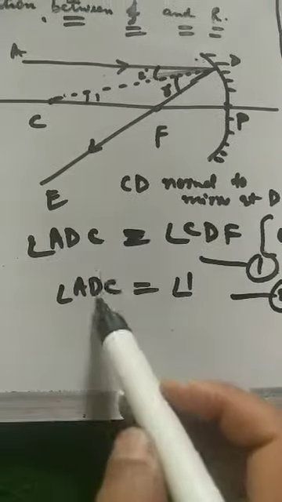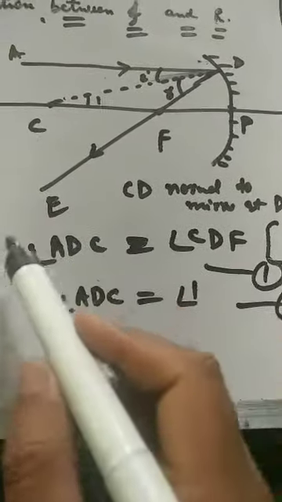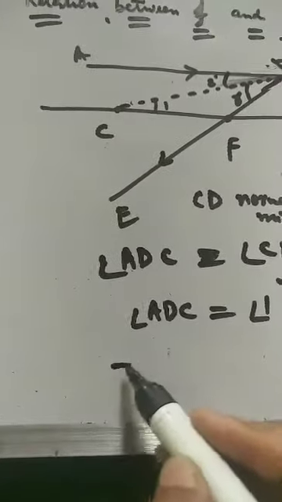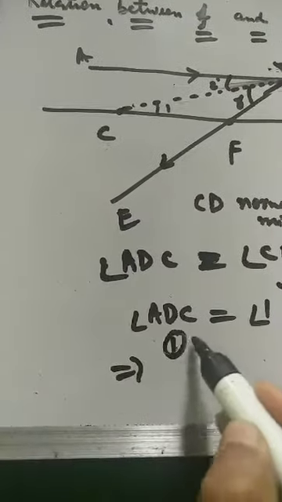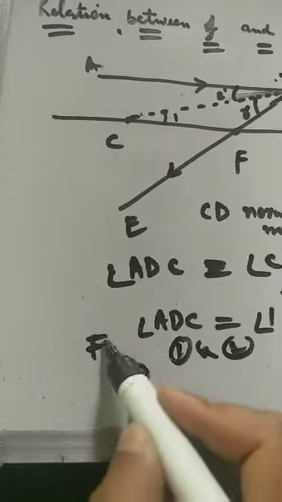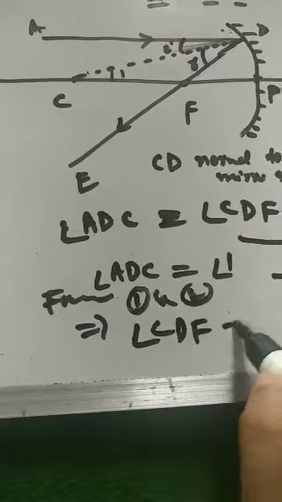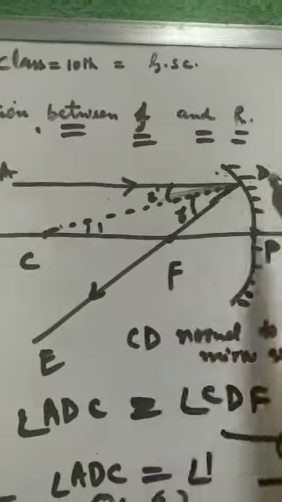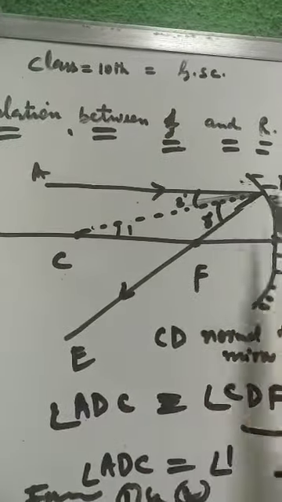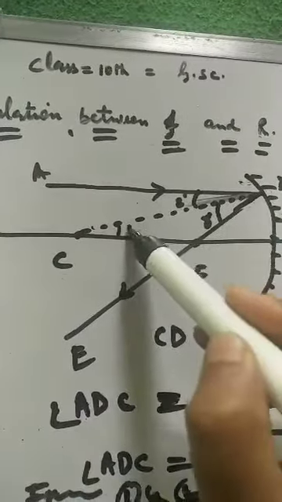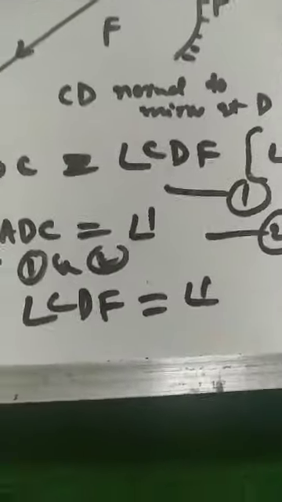जब हम compare करेंगे ADC first and second, so ADC equal to ADC, it means that angle CDF, comparing first and second, from first and second. So angle CDF is equal to angle 1. So these two angles are the angles of the same triangle.